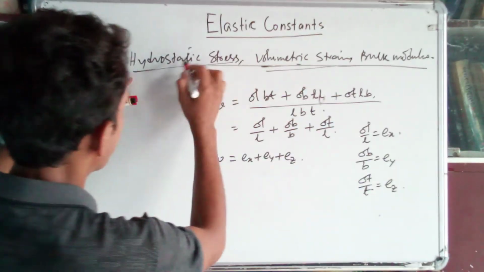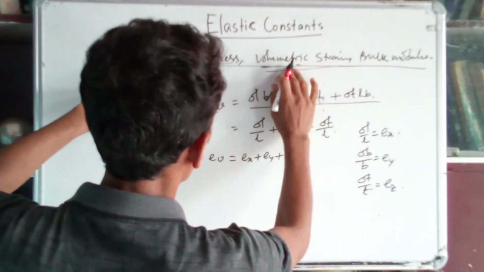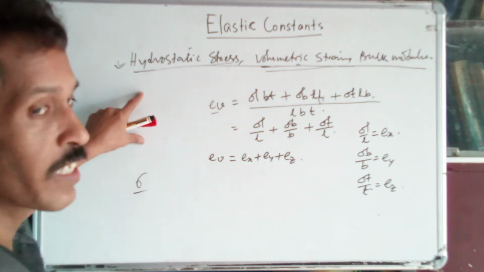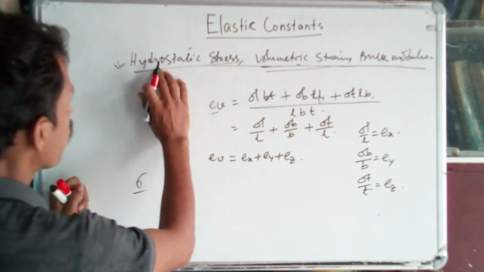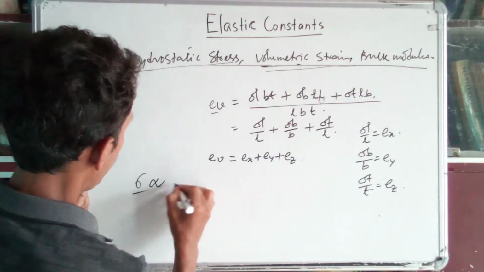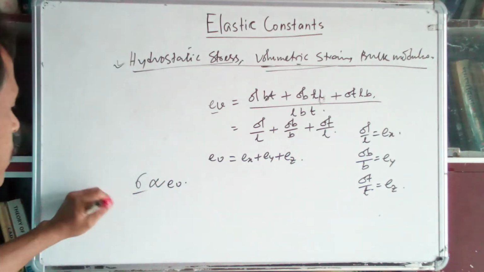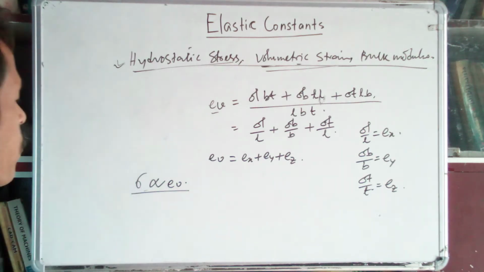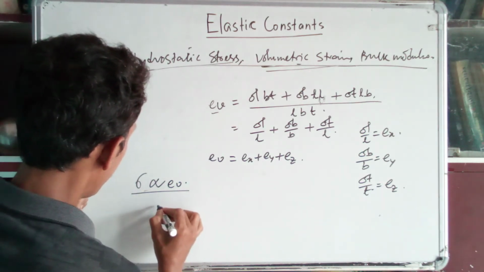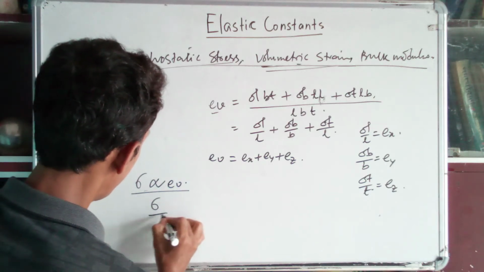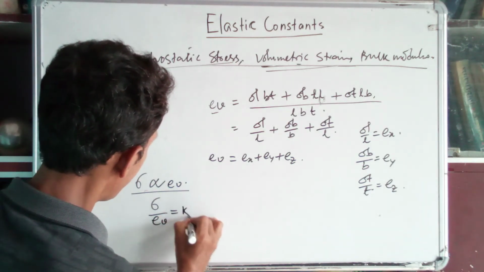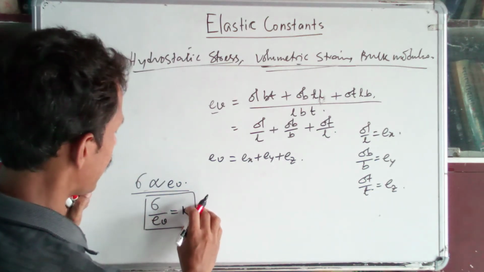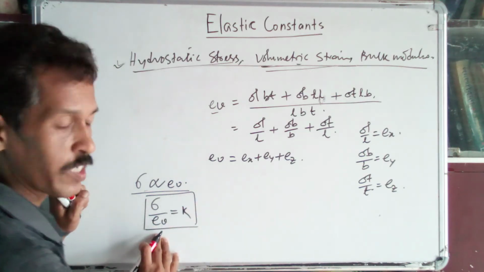Now hydrostatic stress, what is the relation between the hydrostatic stress and the volumetric strain? If you consider hydrostatic stress sigma, that hydrostatic stress is directly proportional to the volumetric strain. So this hydrostatic stress divided by EV is called bulk modulus. So bulk modulus is the ratio of hydrostatic stress to the volumetric strain.